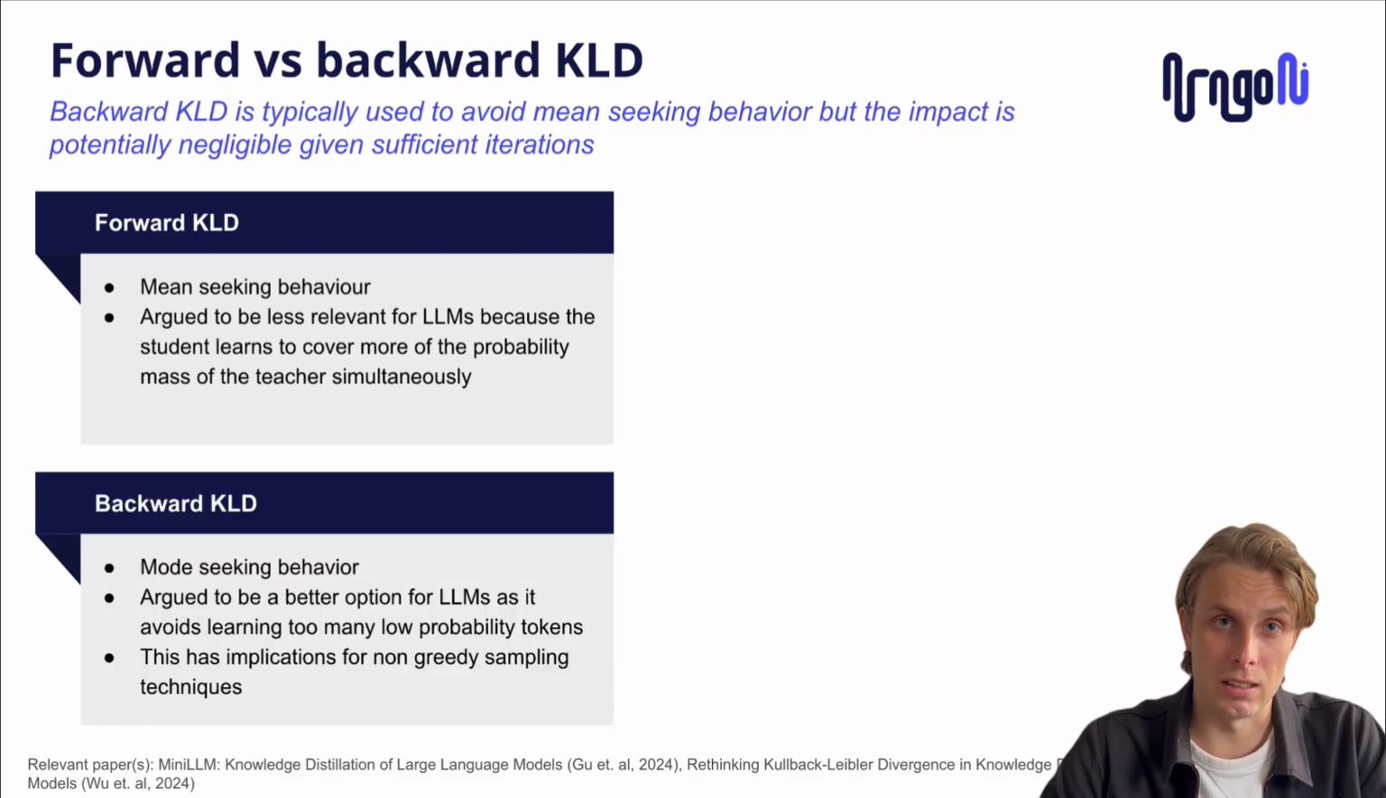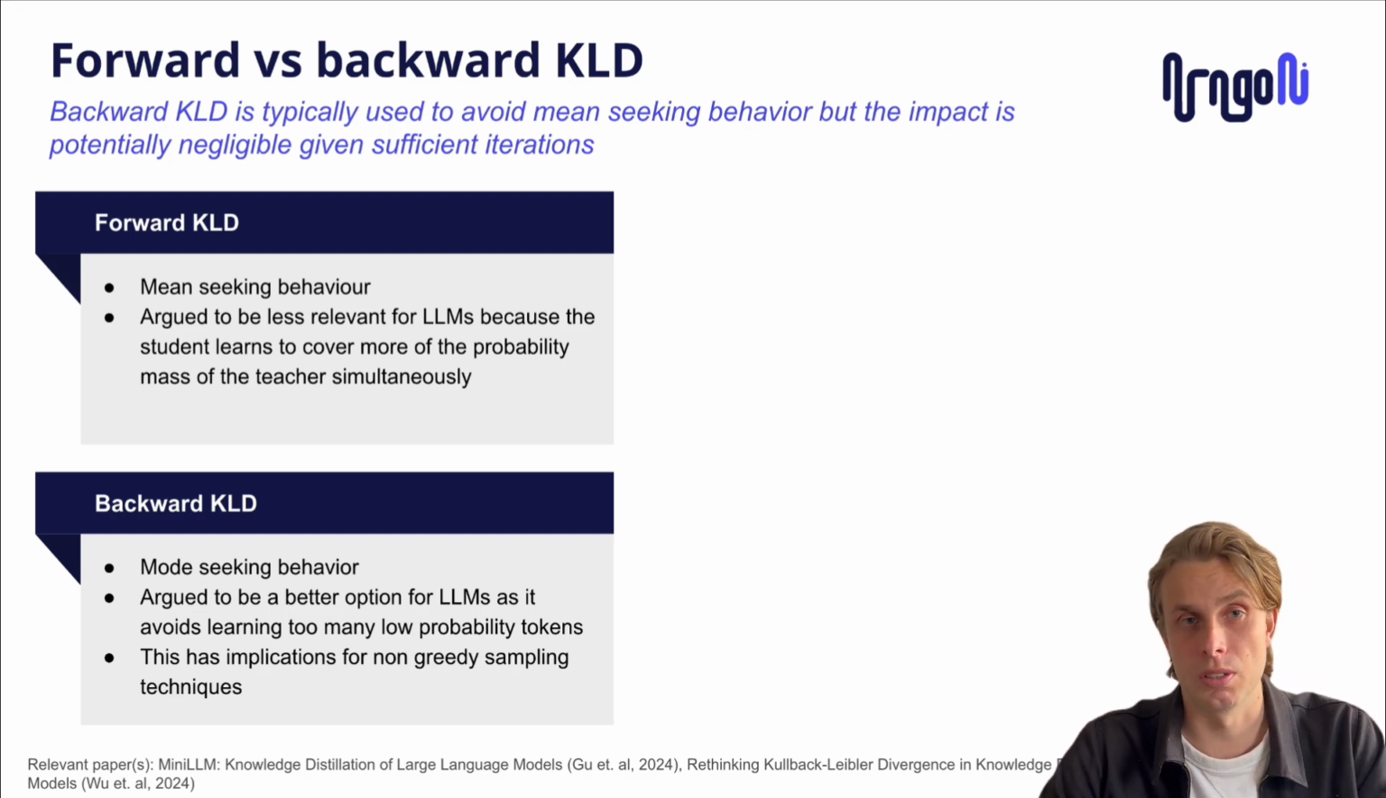The backward KLD instead invokes mode seeking behavior. This, for the language modeling task, is going to be more beneficial, but it will have impacts on some of your sampling techniques for actually getting out your tokens. So for example, if you're doing a greedy-based approach where you're taking just the most probable next tokens, this is going to be quite beneficial.